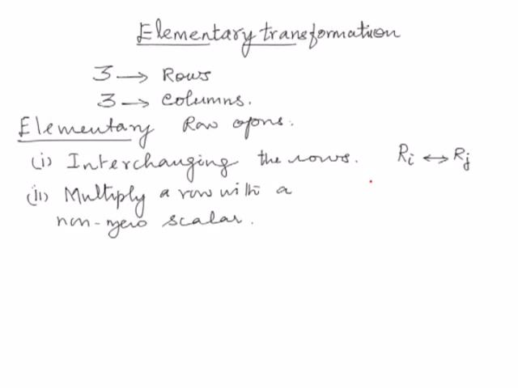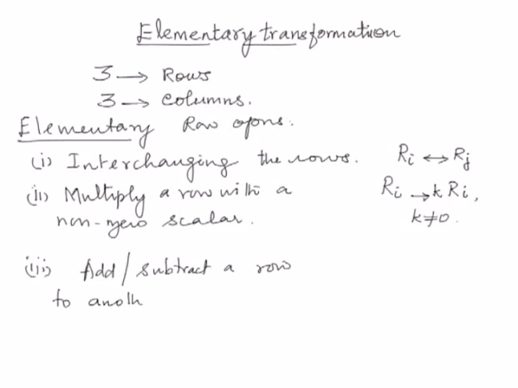So, we have a row. Again, symbolic representation is, suppose if I consider ith row, then Ri will go to kRi with k not equal to 0. The third transformation would be add or subtract a row to another row multiplied by a scalar.